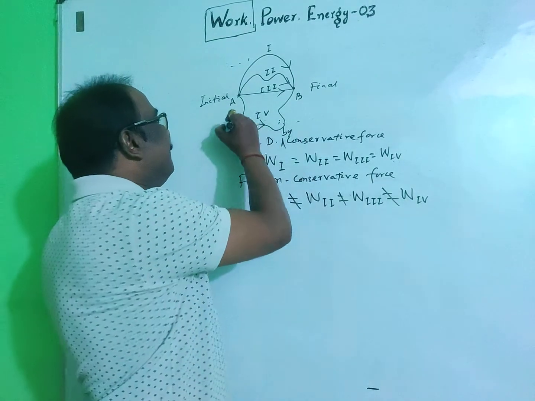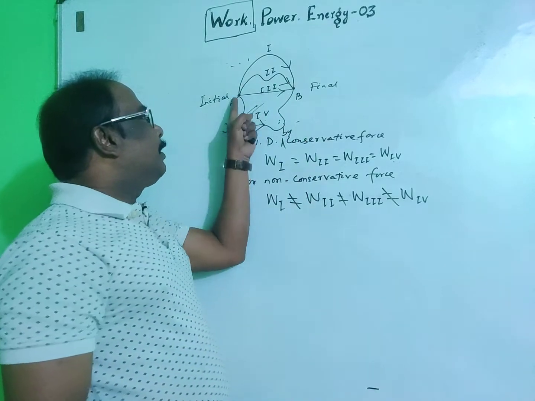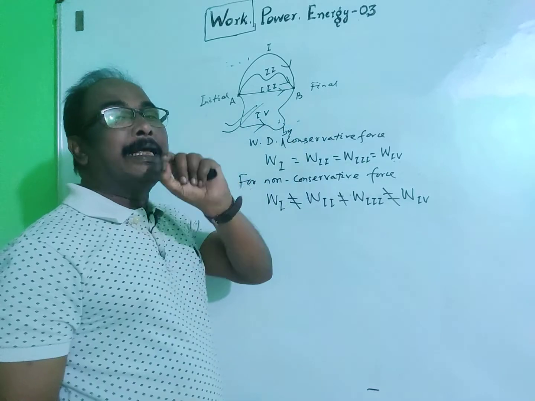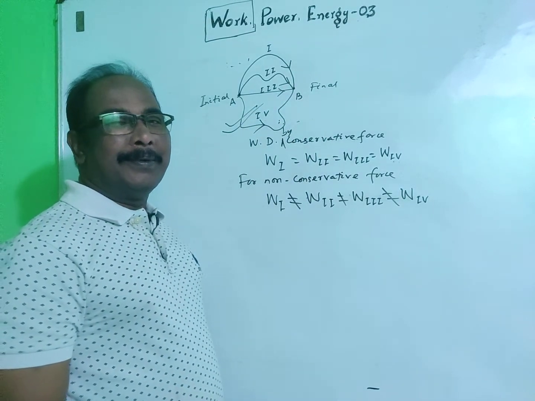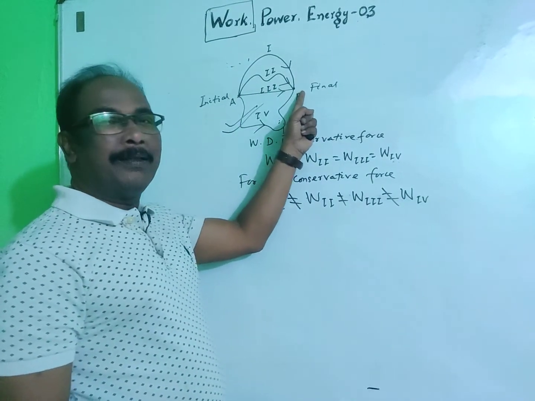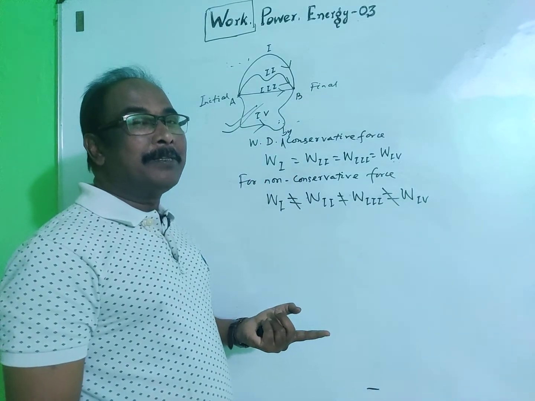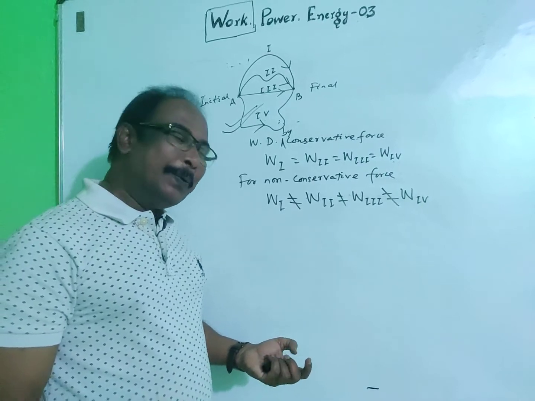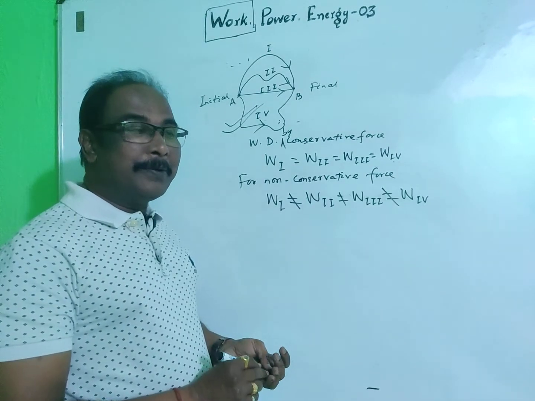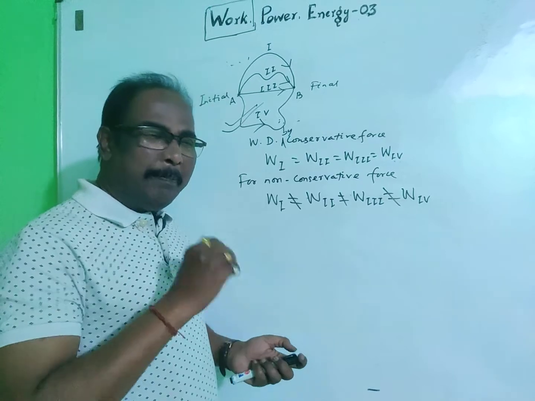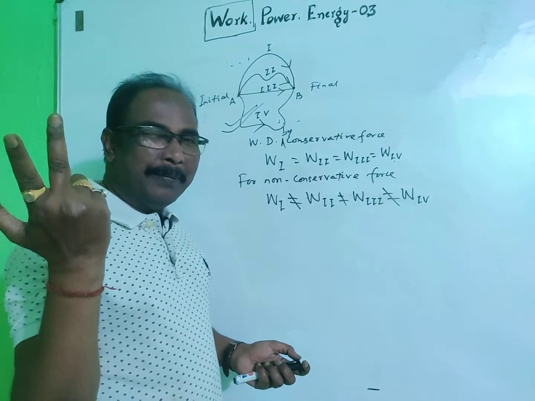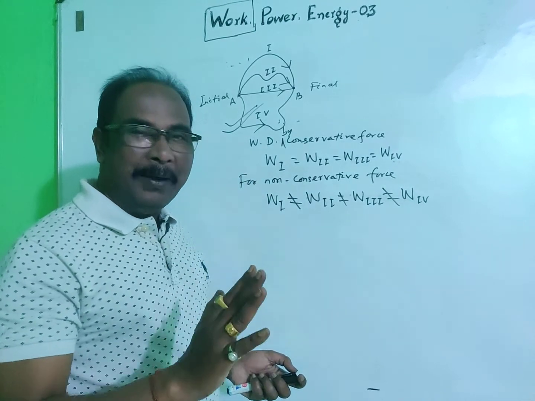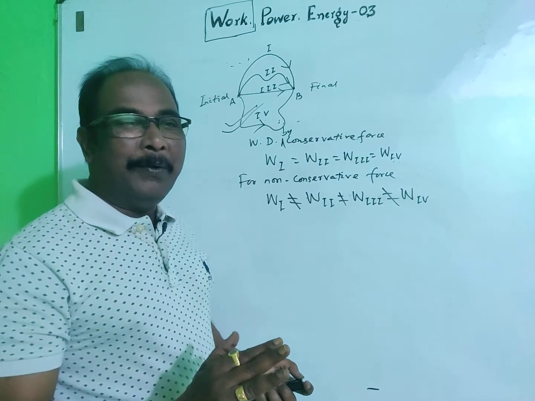As you see, this path length is maximum. So work done along path 4 is maximum. Okay. And this is the shortest path. Work done by a non-conservative force in the shortest path is minimum. Okay. So work done by a non-conservative force depends upon path length. If path length is more, then work done by the non-conservative force is more. Is it clear? Is it clear to you all?